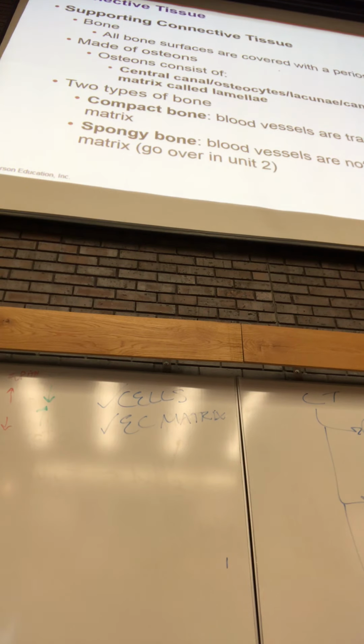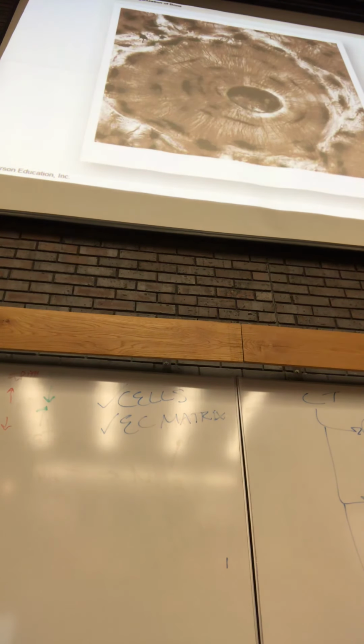The other type of bone we're not going to look at under the microscope, not going to look at spongy bone under the microscope. But these are the two types, and we'll talk more about them in the skeletal unit. But that snapshot, compact bone, very unique. Looks to me like the rings of a tree or an onion or a target.